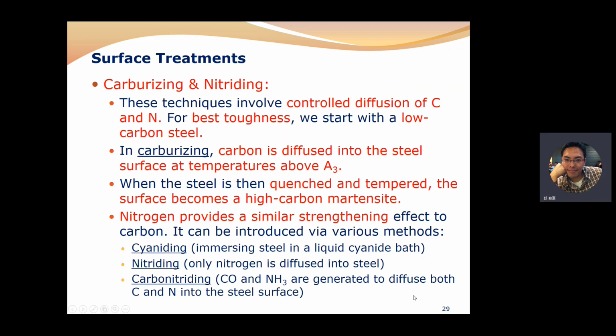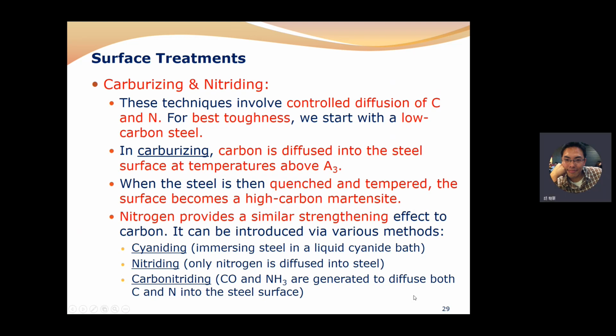Okay, and the other process for surface hardening is carburizing and nitriding. And these techniques involve a controlled diffusion of carbon and nitrogen. Okay, for the best toughness, we start with a low carbon steel. In carburizing, carbon is diffused into the steel surface at a temperature above A3.